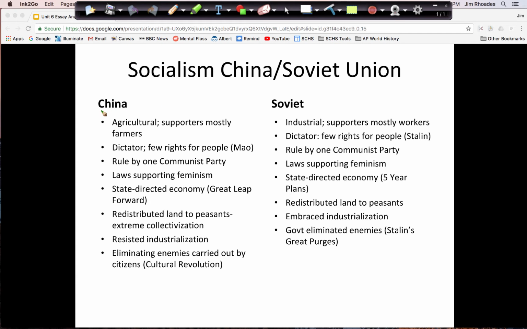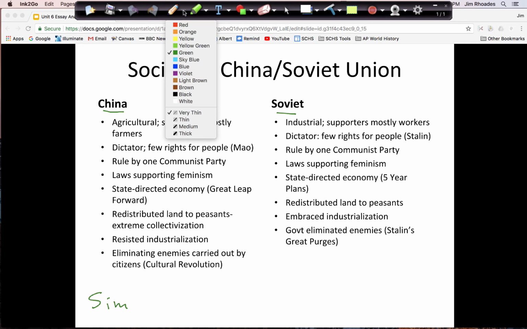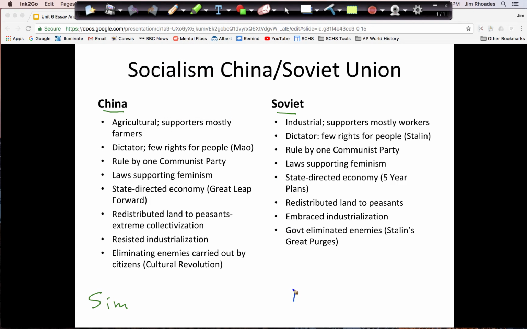All right, so I have my brainstorm organized into two sections for China and the Soviet Union. But remember, what I need to end up with is a similarity and a difference, and those will be my two body paragraphs. So starting with my similarity, I am looking at some things that are in common in both places. In China, I've got rule by one communist party, and that's also true in the Soviet Union. I've got Stalin here, and then I've got Mao here, okay? So that looks like a similarity.